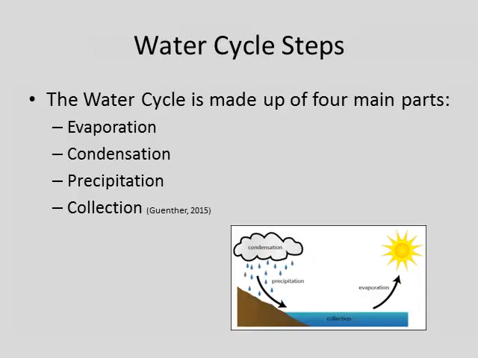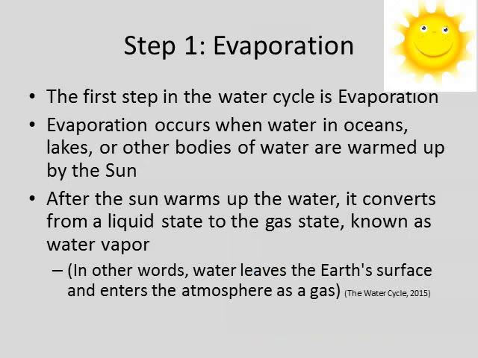The water cycle is made up of 4 main parts: evaporation, condensation, precipitation, and collection. The first step in the water cycle is evaporation. Evaporation occurs when water in oceans, lakes, or other bodies of water are warmed up by the sun. After the sun warms up the water, it converts from a liquid state to a gas state, known as water vapor. In other words, water leaves the Earth's surface and enters the atmosphere as a gas.